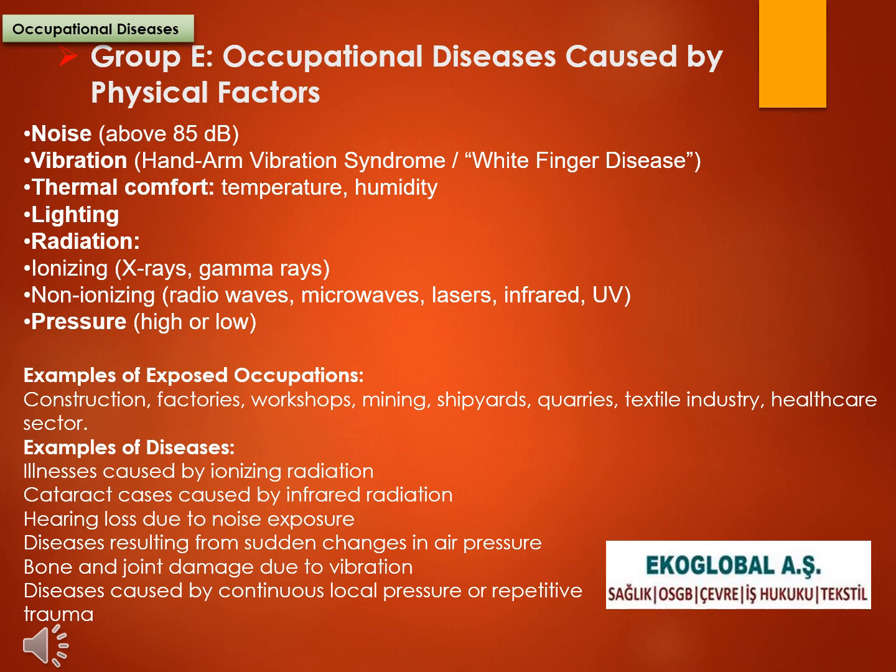Industries at risk include construction, manufacturing, mining, shipyards, quarries, textiles, and the healthcare sector. Common outcomes range from radiation-induced illnesses and cataracts to noise-induced hearing loss, vibration-related joint damage, and injuries caused by repetitive strain or prolonged local pressure.